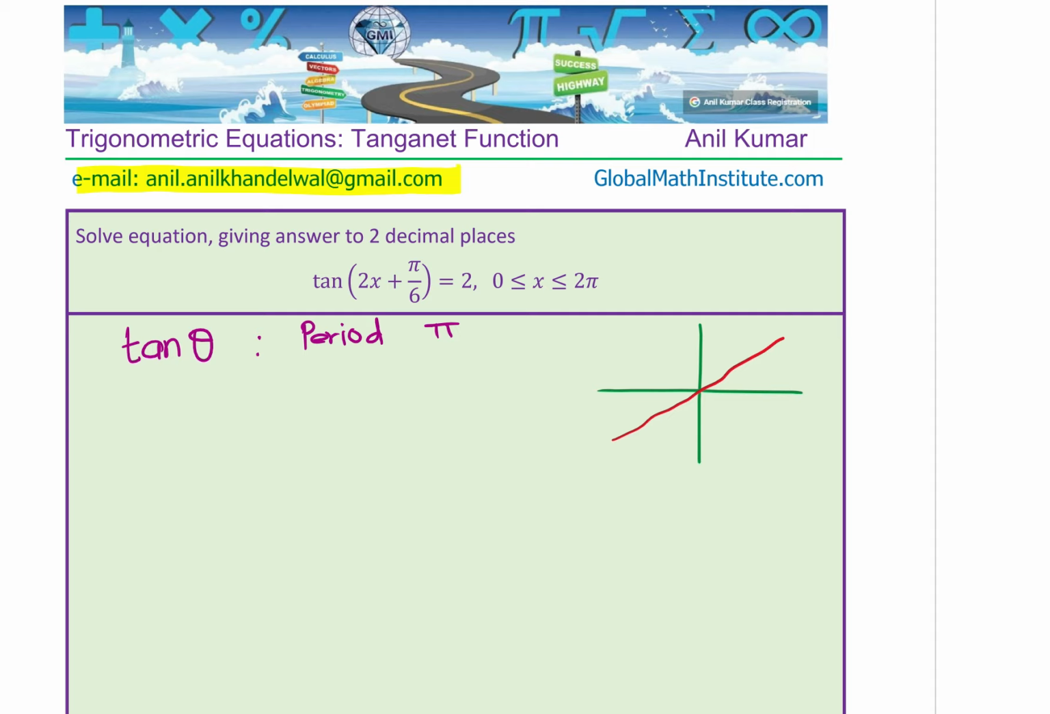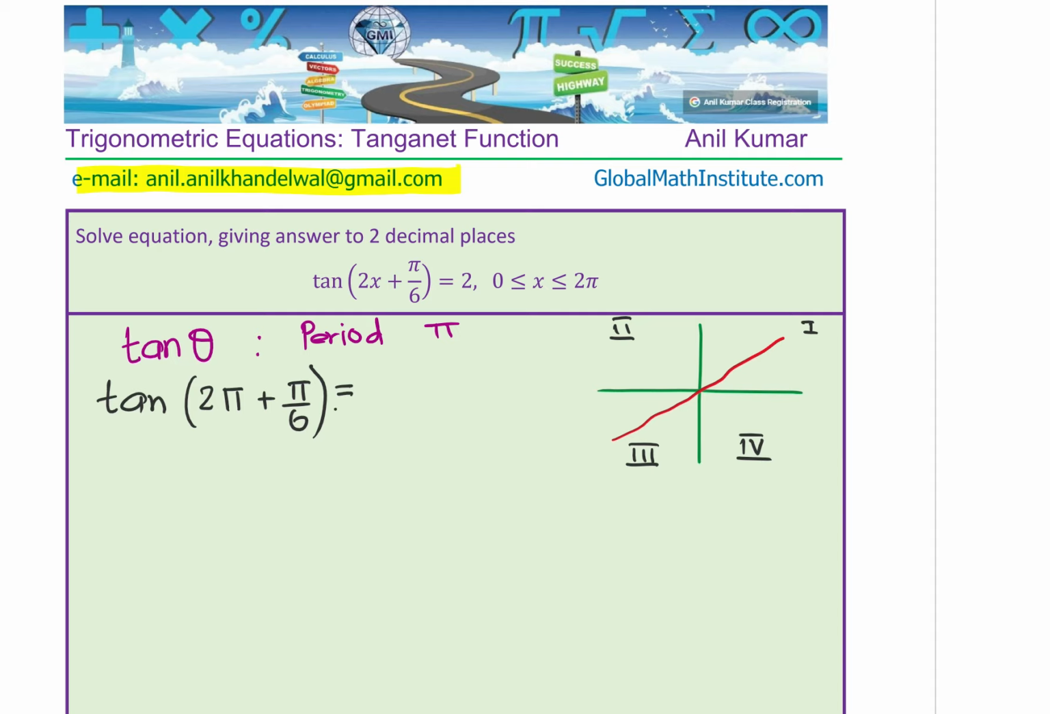As you know, this is quadrant 1, that is quadrant 2, 3 and 4, correct? So we know that the period is pi and we expect two values. Now, what are we given? We are given tan of 2x plus pi by 6. Now, what is the period of this? And what is the phase shift?